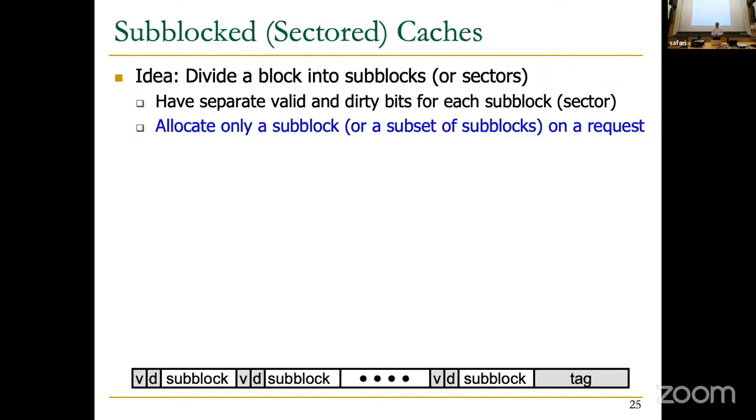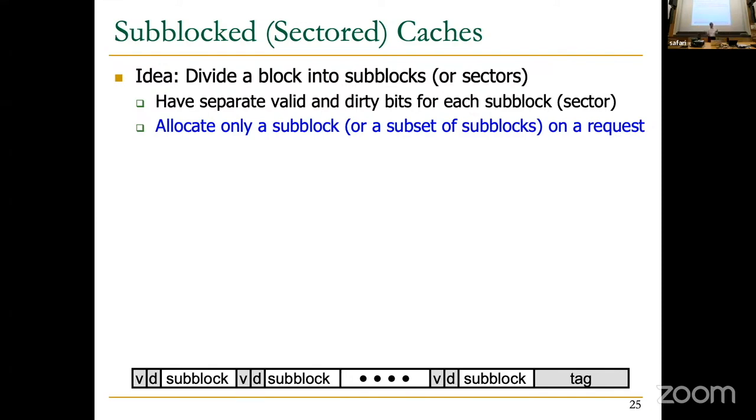Well, sub-blocking. Replicate the valid and dirty bits with the sub-blocks. So associate valid and dirty bits with sub-blocks. The general idea is to divide a block into sub-blocks, which are also called sectors, and have separate valid and dirty bits for each sub-block or sector, and allocate only a sub-block or a set of sub-blocks on a request. So whenever you do a write to a sub-block, you set the valid bit, set the dirty bit, write the data, and of course set the tag, and all of the other valid and dirty bits are 0. This way, you don't need to bring the cache block into the cache, because you're just writing to a sub-block that you just modified.